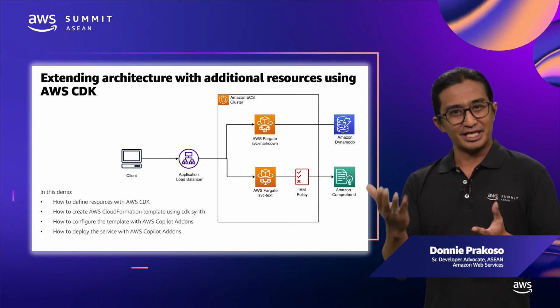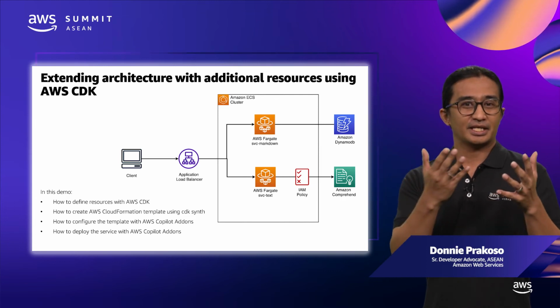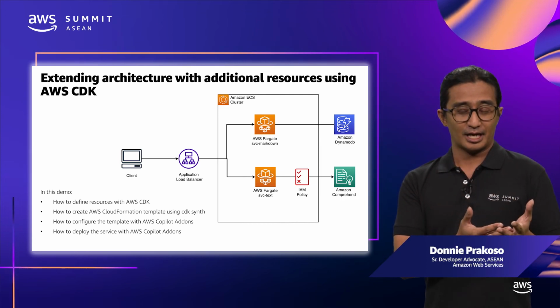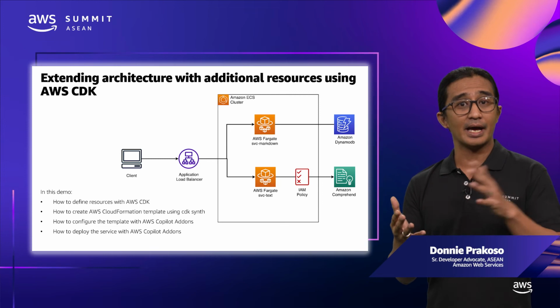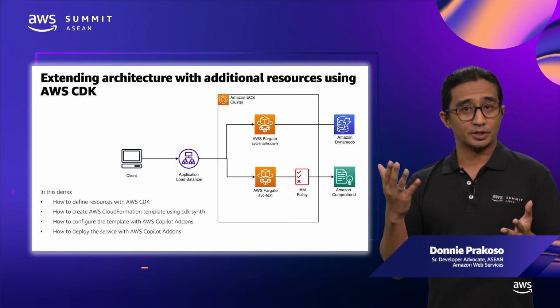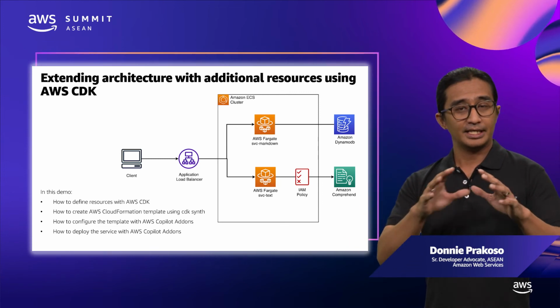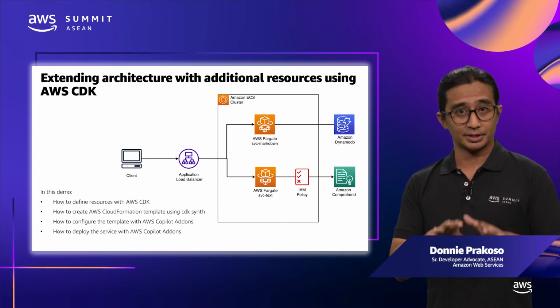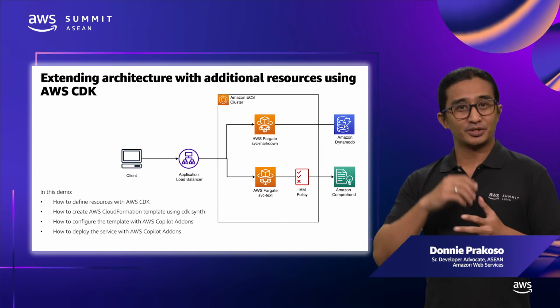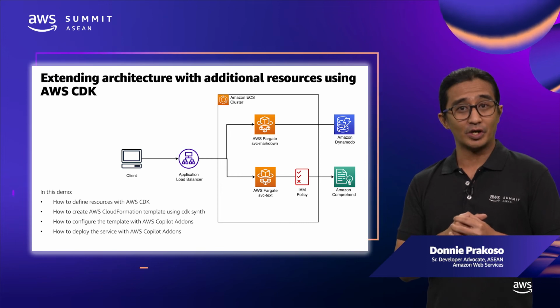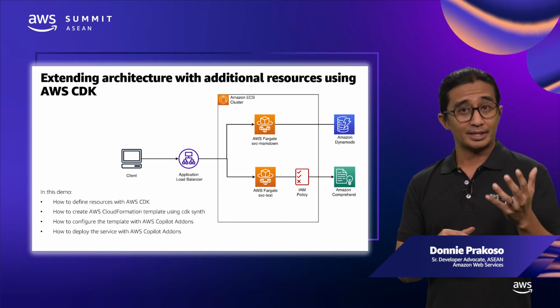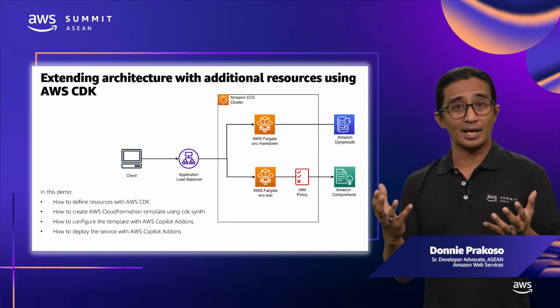But there's another thing that we need to do. As AWS is secure by default, we need to add permissions through IAM for our application to call Amazon Comprehend. And this is where CDK plays a role in our process. So let's jump into the demo to show you how the integration between AWS CDK, to create the IAM role, and AWS Copilot can be done.